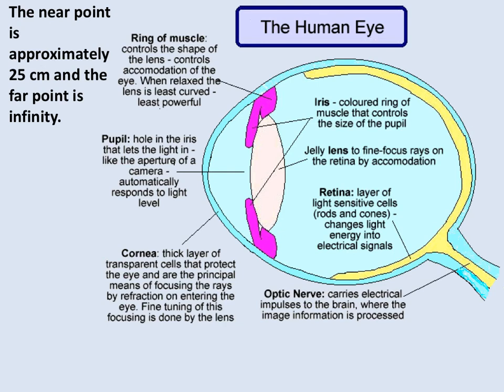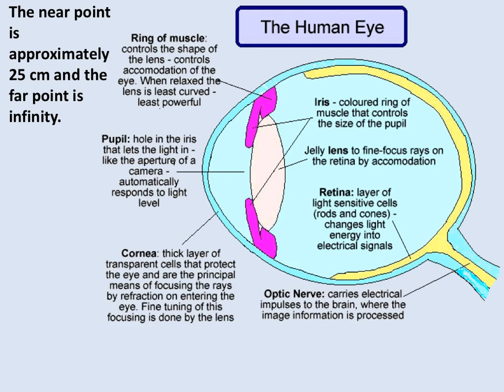The cornea is a thick layer of transparent cells that protect the eye and are the principal means of focusing the rays by refraction on entering the eye. So they fine-tune the focusing done by a lens. So it will start to be focused by the cornea, but then the lens takes over. So you can see the lens is this part here, okay, and that focuses the rays onto the retina at the back of the eye, which is this point here.